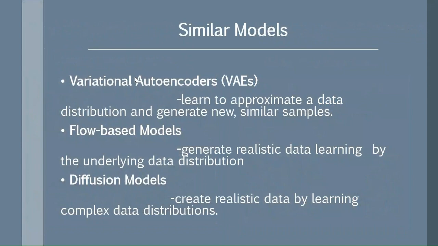Similar models. Variational autoencoders. Both GANs and variational autoencoders are generative models that learn to approximate a data distribution and generate new similar samples. Flow based models. Both GANs and flow based models aim to generate realistic data by learning the underlying data distribution. Diffusion models. Both GANs and diffusion models are generative models designed to create realistic data by learning complex data distributions.